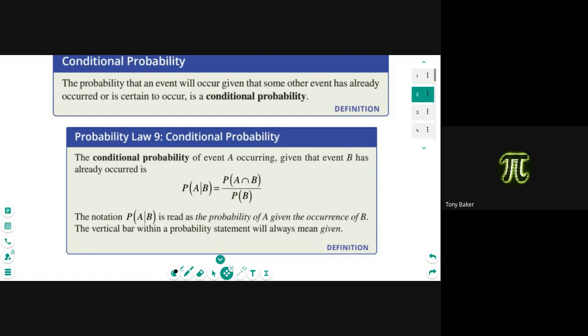Just like with everything else in this class so far, wording is very important. You're going to be looking for that word given, or if this is true, then that, those type of situations. So we're going to look at a few of those.